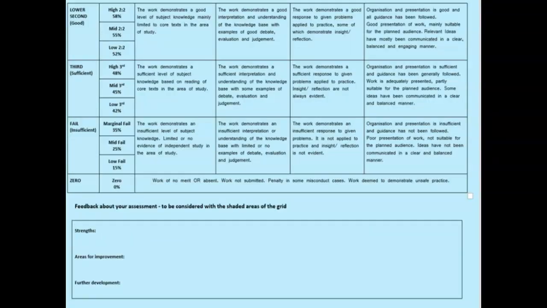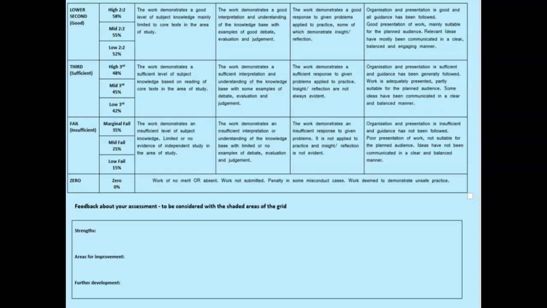And then if we go further down, we can look at 58, 55, 52, 48, 50, 45 and 42. They're all the marks that you can achieve in order to pass at undergraduate level. And then in relation to postgraduate level, you would need to achieve above 50%.